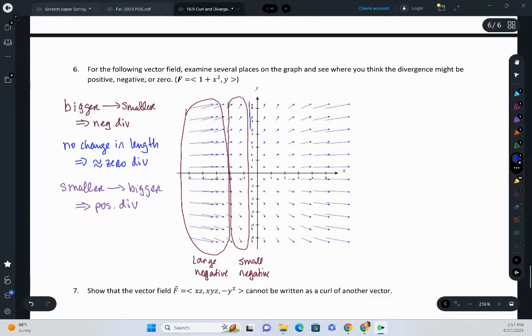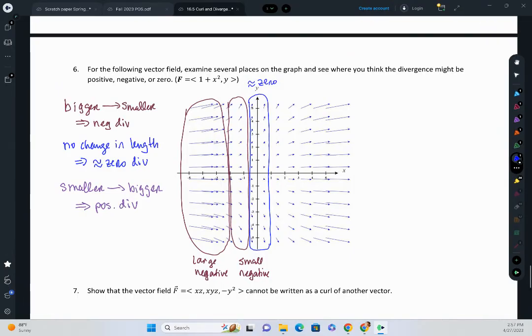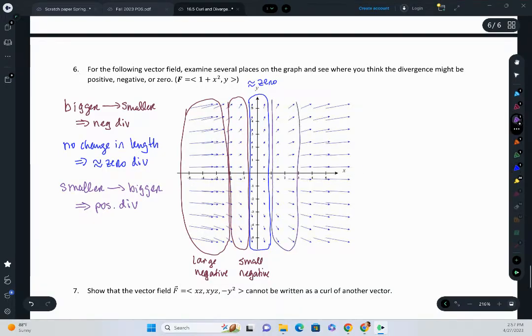Look at the vectors that are directly to the left of the y-axis, and then look directly to the right. Notice they are the same length and size, or approximately the same length and size. There's almost no change. So we could say that's approximately 0 for the divergence. And then we can look just a little bit to the right of that, and we can see a small positive change.